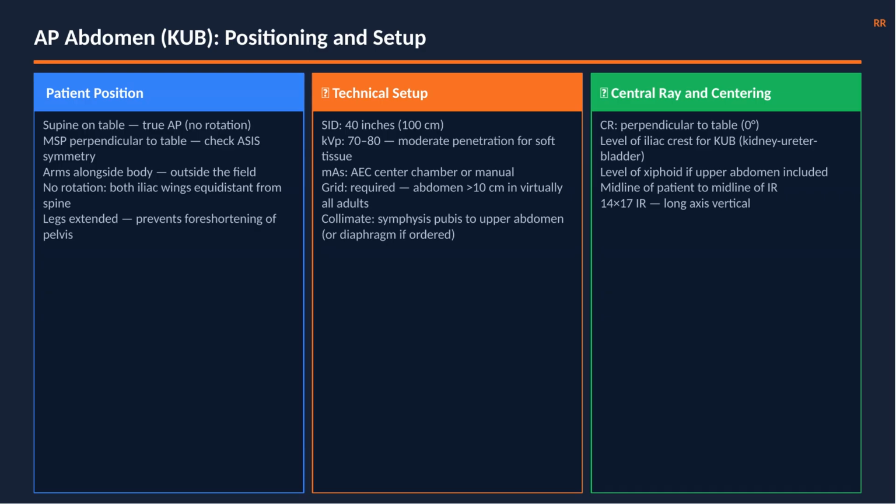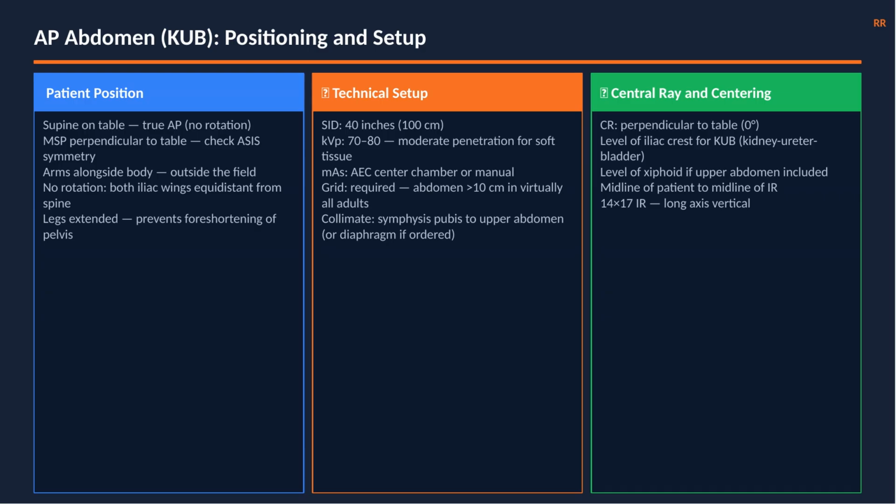Mid-sagittal plane, perpendicular to the table. Both ASIS equidistant, no rotation. Arms alongside the body and out of the field. Legs extended. Technical setup. SID, 40 inches. kVp, 70 to 80, moderate penetration for soft tissue differentiation. mAs via AEC center chamber or manual technique.